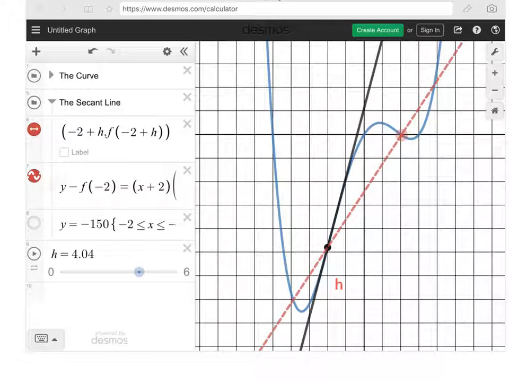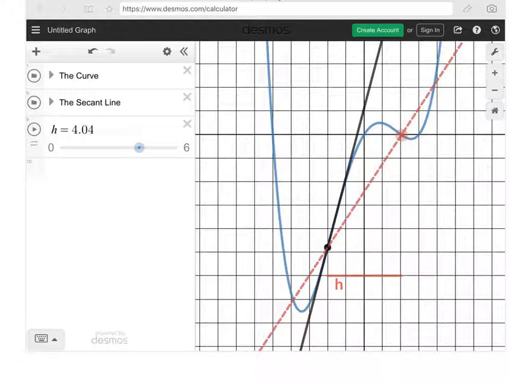To do that, I'm going to recognize that that point is h units away from my first point. That first point is at some x value, and then its y coordinate is f of x. But the second point is h units away from that. So that means its x coordinate is whatever x was plus h more, and its y coordinate is f of x plus h.